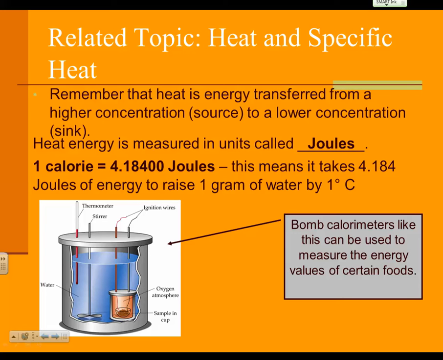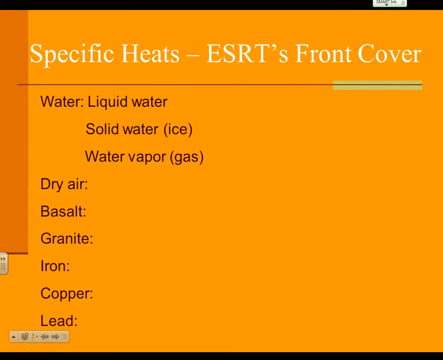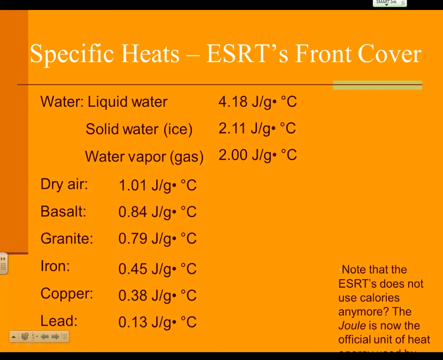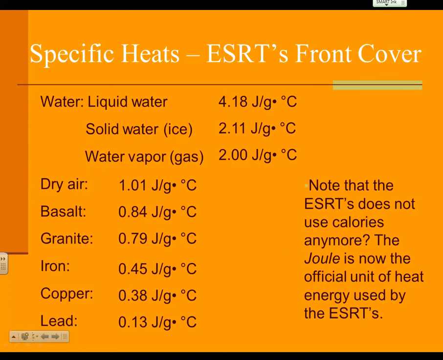And you can see this diagram on the left shows a bomb calorimeter. This is what they use to actually measure the energy values of certain foods. I can remember doing this in chemistry lab a long time ago. And here are some common specific heats. We've got water in its 3 phases, dry air, basalt, granite, iron, copper, and lead. And note that the reference tables don't use calories anymore. So if you're digging out old reference tables from a stack trying to solve a question and these numbers are in calories per gram, then you need to toss that.